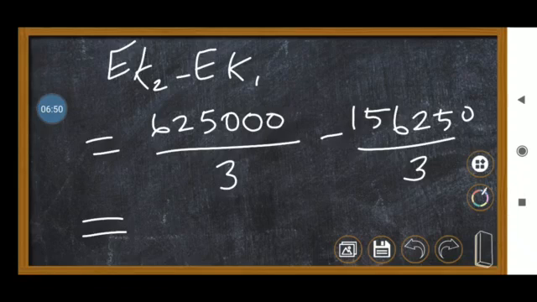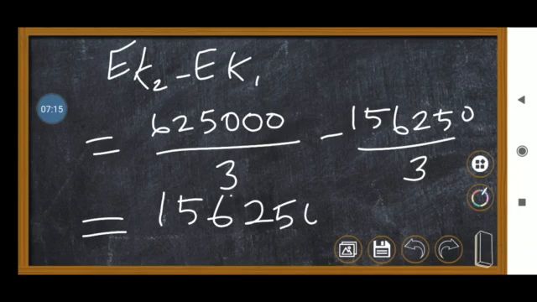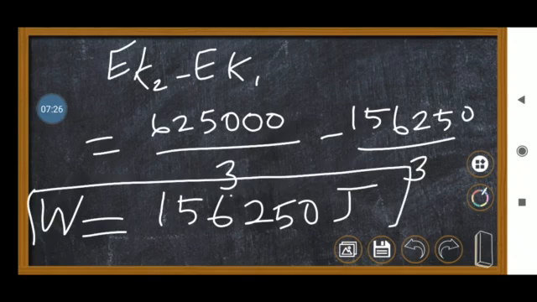Okay students, if you substitute this value, 6,25,000 divided by 3 minus 1,56,250 divided by 3, you subtract and divide by 3, since the 3 is common. After subtracting and dividing by 3, we will get 1,56,250 joule. This is your final answer. The change in kinetic energy should be equal to the work done. So the work done is 1,56,250 joule.